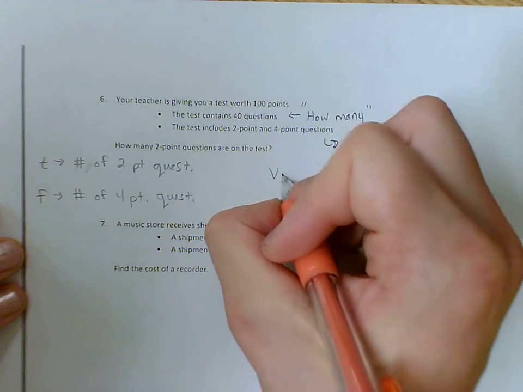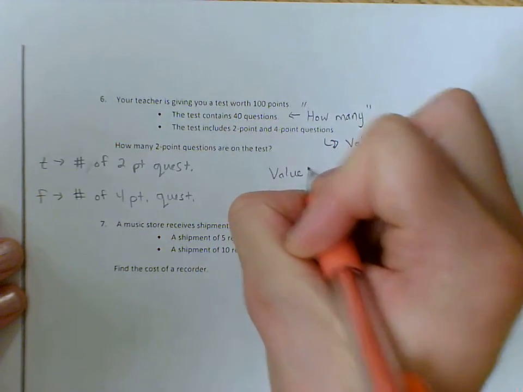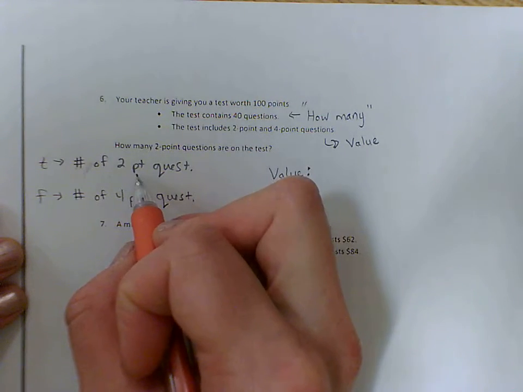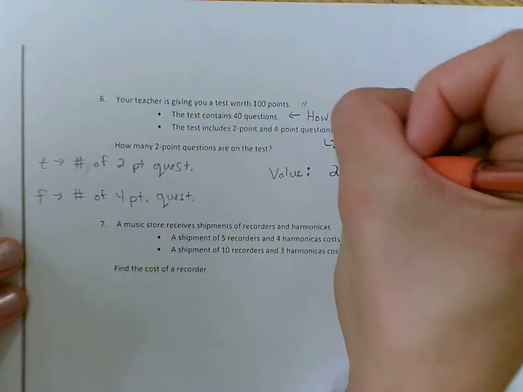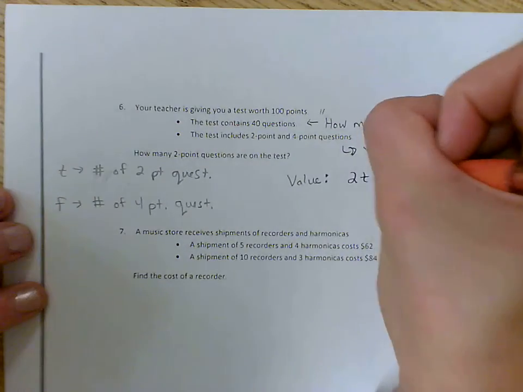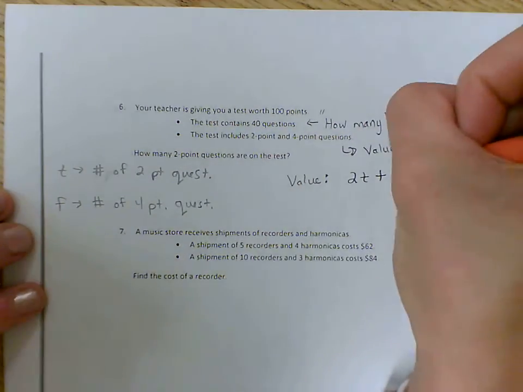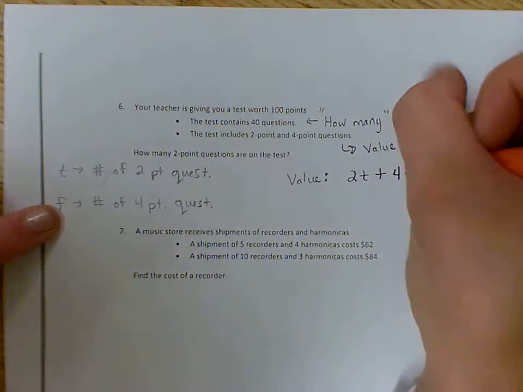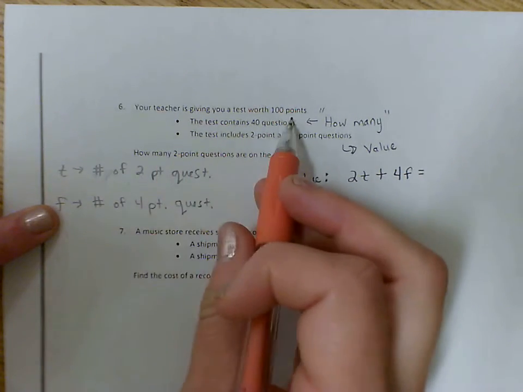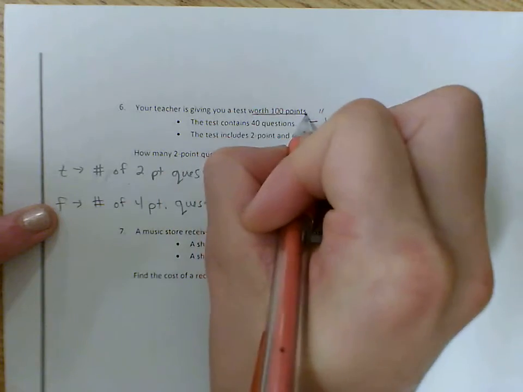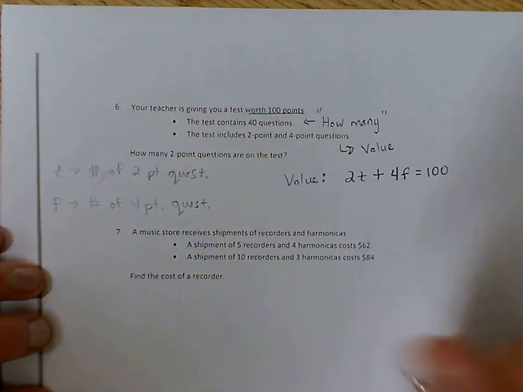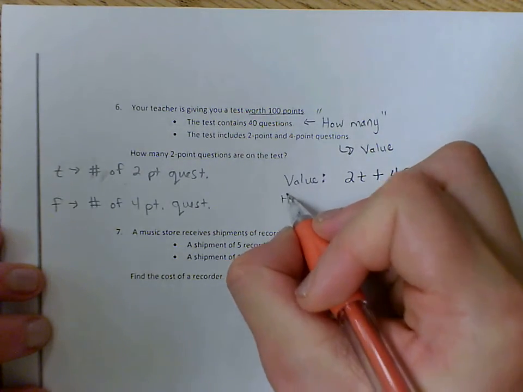So I've got the value equation. All right, so that's dealing with how much they're worth. So for each 2-point question, it's worth 2 points. So if I take 2 times however many 2-point questions there are, plus 4, because that's how much they're worth, times however many 4-point questions there are, so times F, it should be worth a total of, and now this is where you have to kind of be tricky with it. It says that it's worth 100 points. So the total, worth-wise, should be 100 points in all. So that's that equation. And then you've got your how many equation.